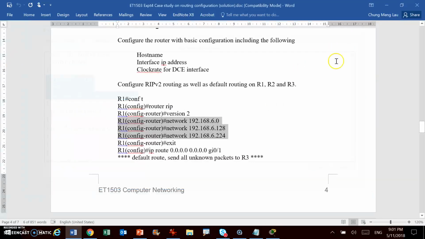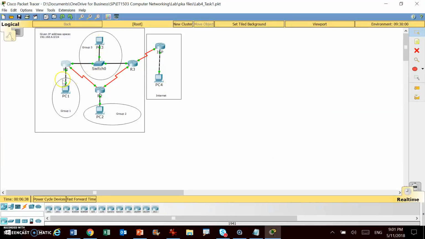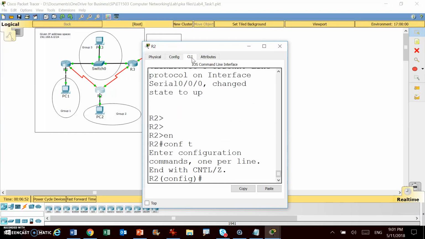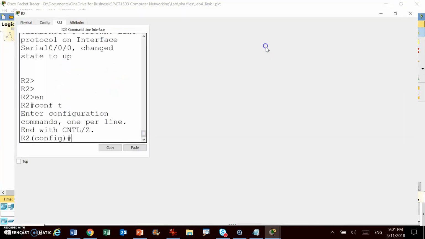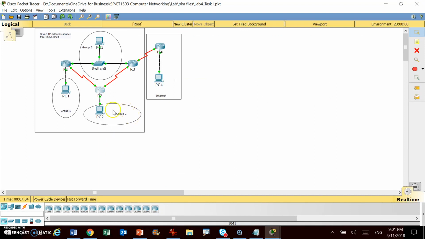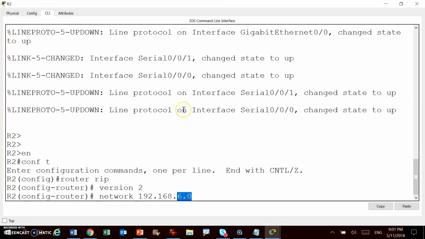And for R2, let's look at R2. R2 is also connected to 3 networks, and it happens that all these 3 networks are also the 192.168.6.0 network. So effectively for R2, we also need to type in the same commands. I'm just going to paste the commands over here. It's the same router RIP version 2, and again we only need to type in 6.0, because all these 3 networks are the 192.168.6.0 network. So only just one of them.